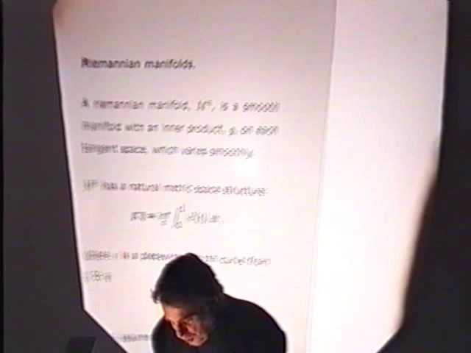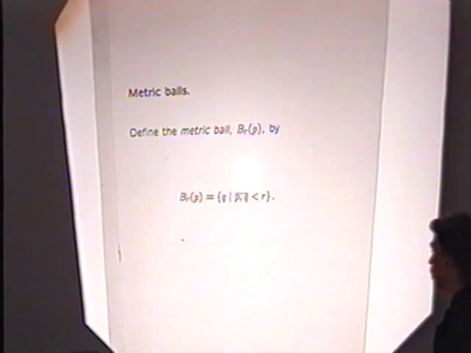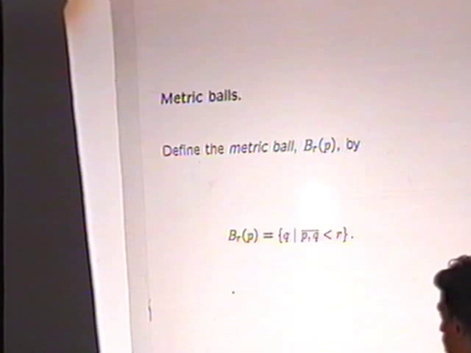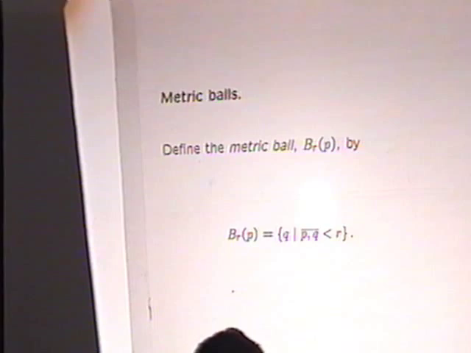We'll always assume that this metric space is complete. Just a matter of terminology, when I write B_R(P), I mean a metric ball, which means just the set of all points, say an open metric ball, all points Q at distance less than R from P. And the basic thing that we want to ask about is what could the shape of such a ball be, particularly when R is small.